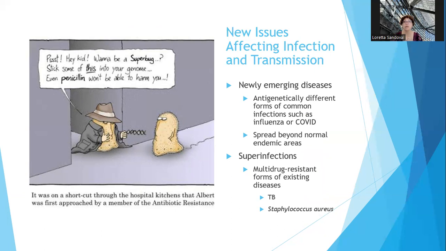If it spreads beyond normal endemic areas, you have people that haven't built up immunity to it. So that was one of the things that got the whole world with COVID-19, none of us had immunity to it because it was a newly emerging disease. And unfortunately, for a lot of people, it killed you the first time, so you didn't have a chance to develop normal immunity to it.